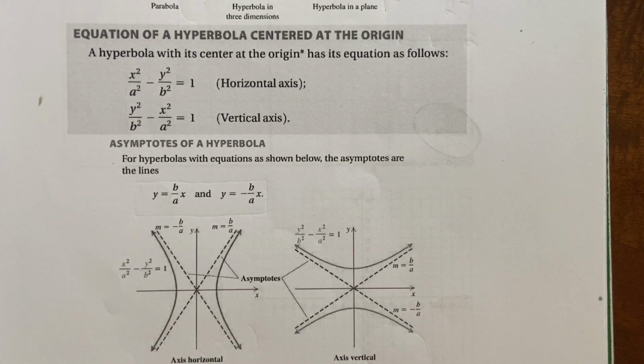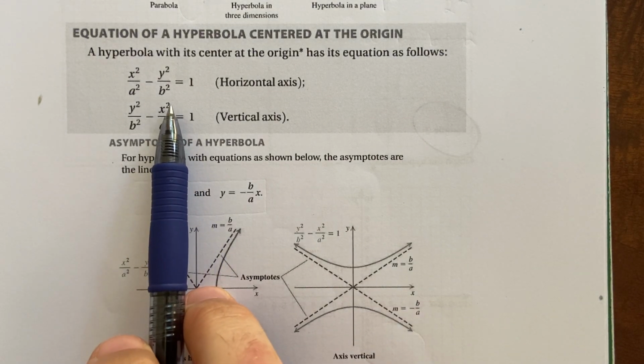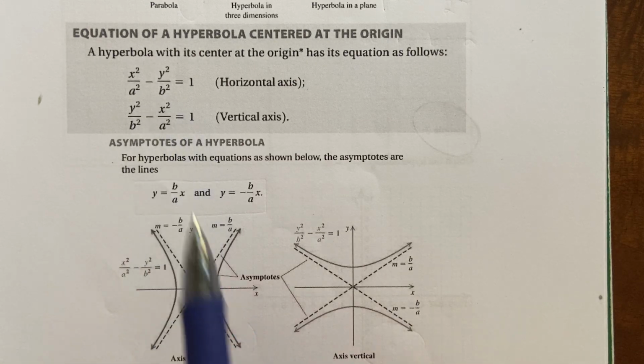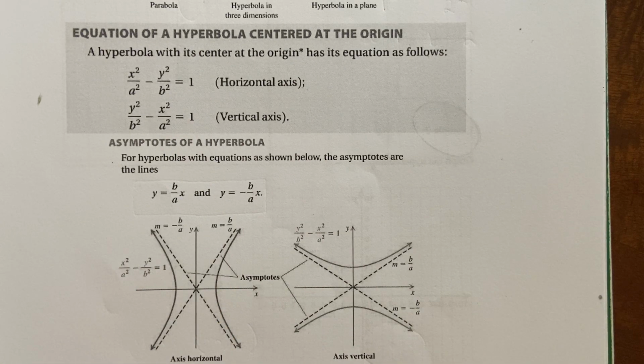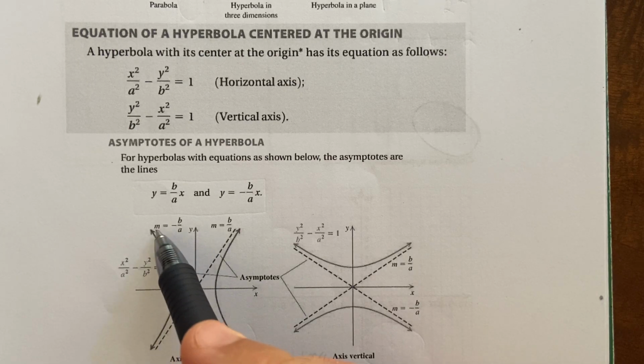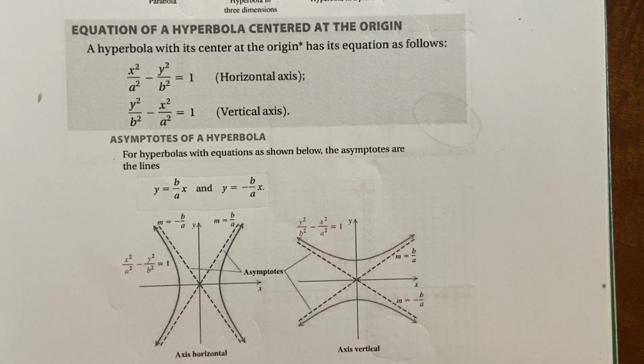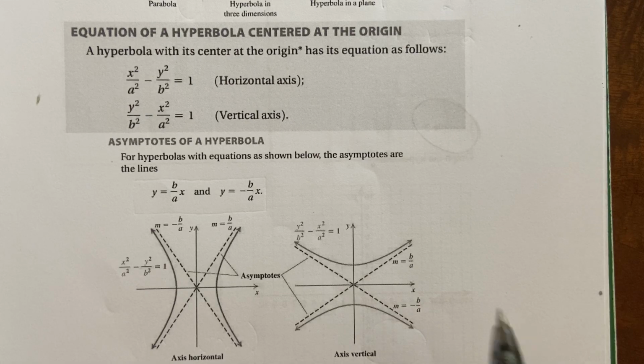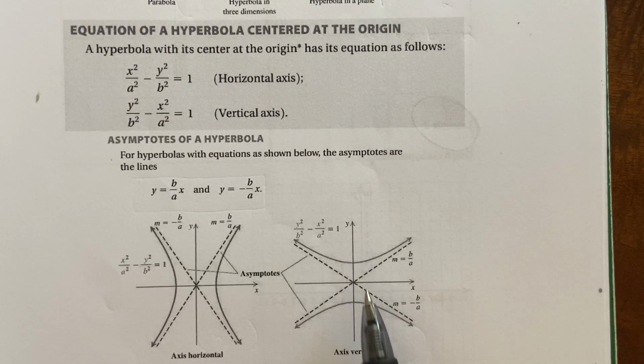So here are the standard versions of hyperbolas. We have different orientations that are possible. You could have a horizontally oriented hyperbola, and that's this picture where it's opening in the x direction, right? By the way, this is the hyperbola. These are called asymptotes. We'll talk about those in a second. Or you could have a vertically opening hyperbola.